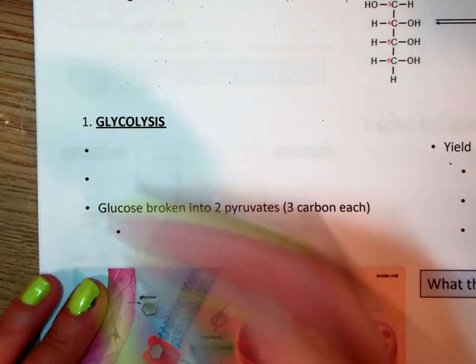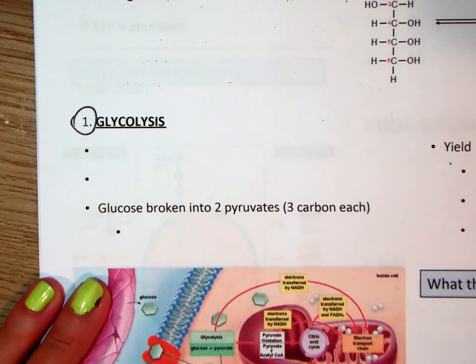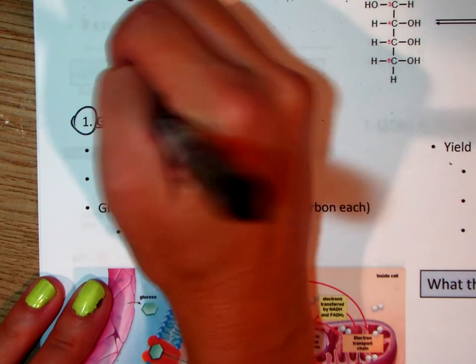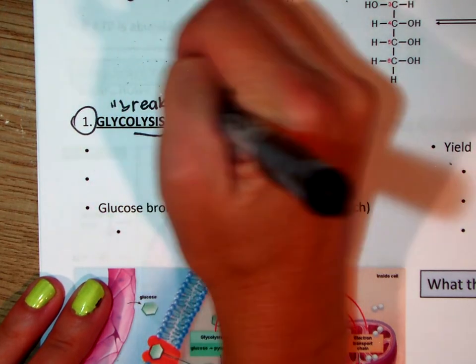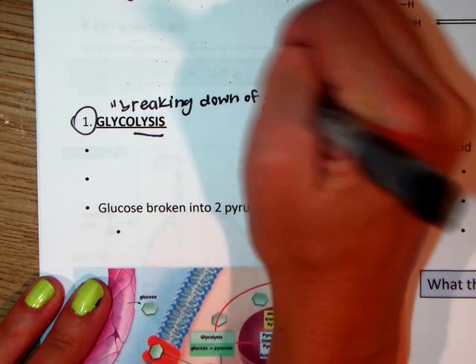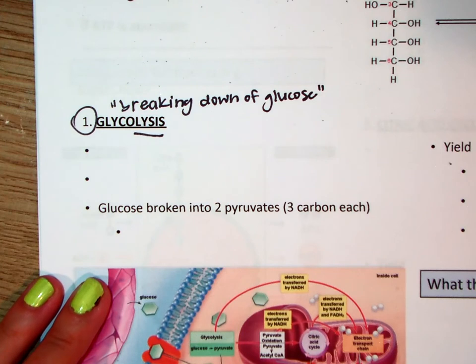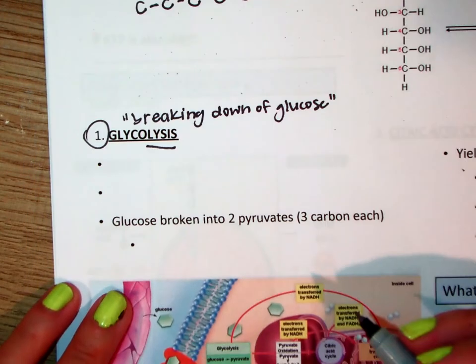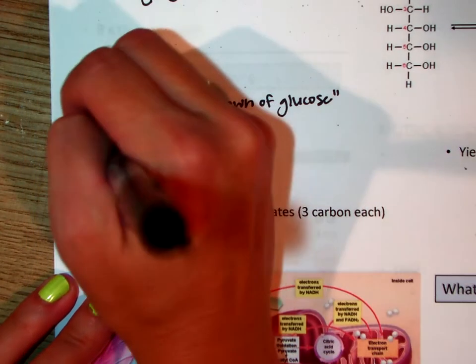Okay, step 1, are we ready? Glycolysis. When you see lysis, what does that make you think of? Like hydrolysis. It's breaking down. So this means the breaking down of glucose. So where does this happen? One of our 3 important questions. This occurs in the cytoplasm of the cell.